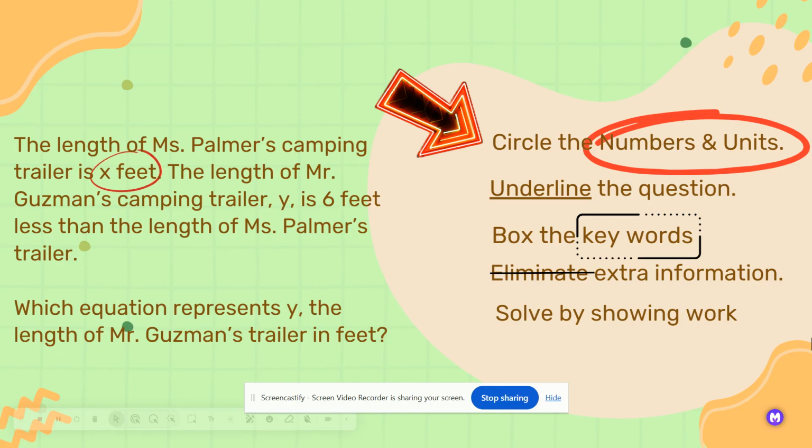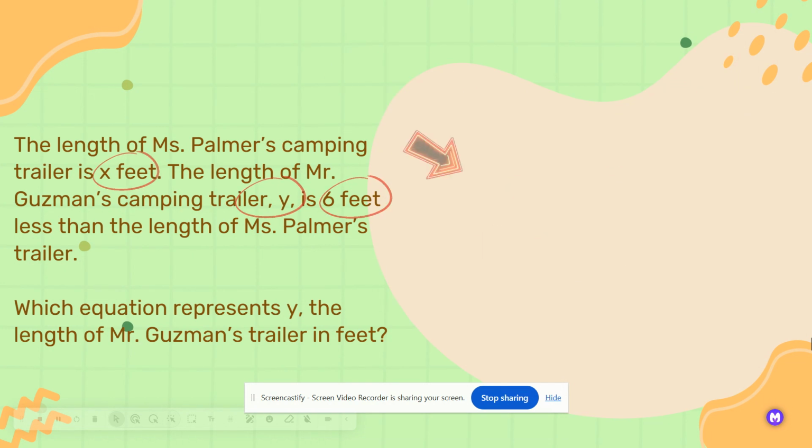The next number that we're going to circle is Y. The letter Y is also a variable in our problem. It also represents a number in our problem that we will need to solve. The last number and unit is 6 feet. So we circle 6 feet, and now we have all of the numbers in this problem circled. So when we look at our equation, we're going to see the y, the x, and the 6 in our answer.